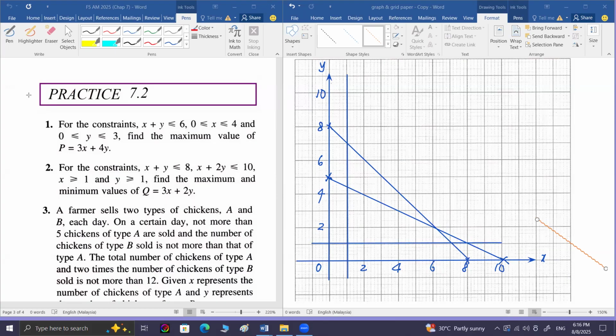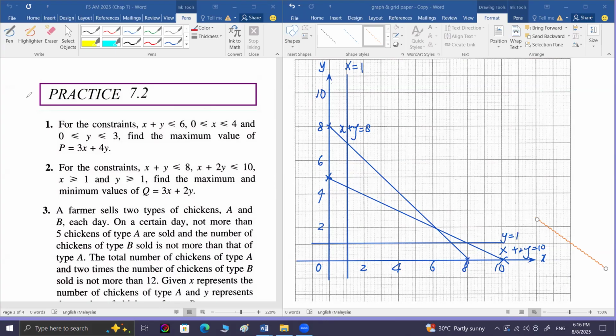Each time you label, yeah, this one is x equals 1. Okay, this one is x plus y, x plus y is 8. This line is x plus 2y is 10. And this line, y equals 1.